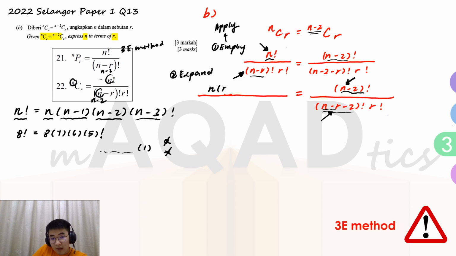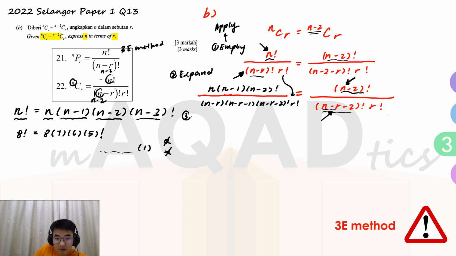So here the n we expand, so n minus 1, n minus 2. Okay, stop. Because what we want is n minus 2 factorial. And for the n minus r, we expand it as well until we get n minus r minus 2 factorial. Okay, stop. And now don't forget we have this r factorial here.